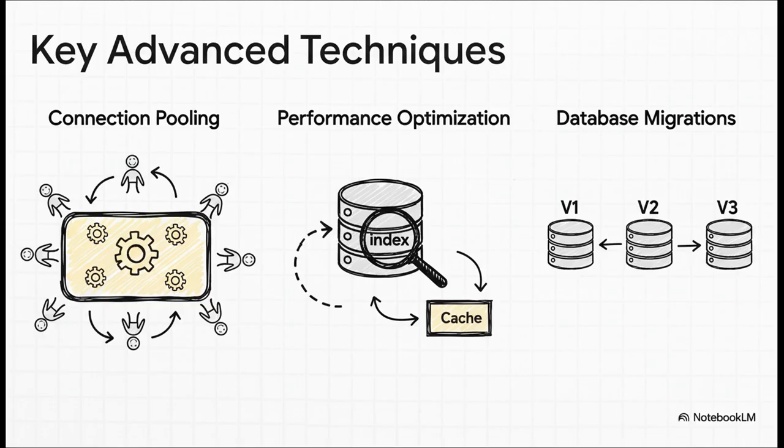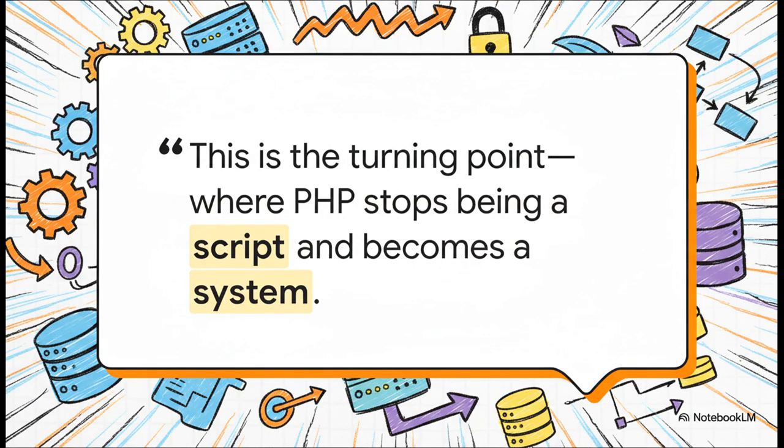And finally, database migrations. This is like version control, but for your database structure. It lets teams safely make, track, and even reverse changes to the database schema. It's an absolute lifesaver. You know, once you start needing to think about these kinds of techniques, you've really hit a turning point. Your PHP application is no longer just a script, it's evolving into a robust, professional system.